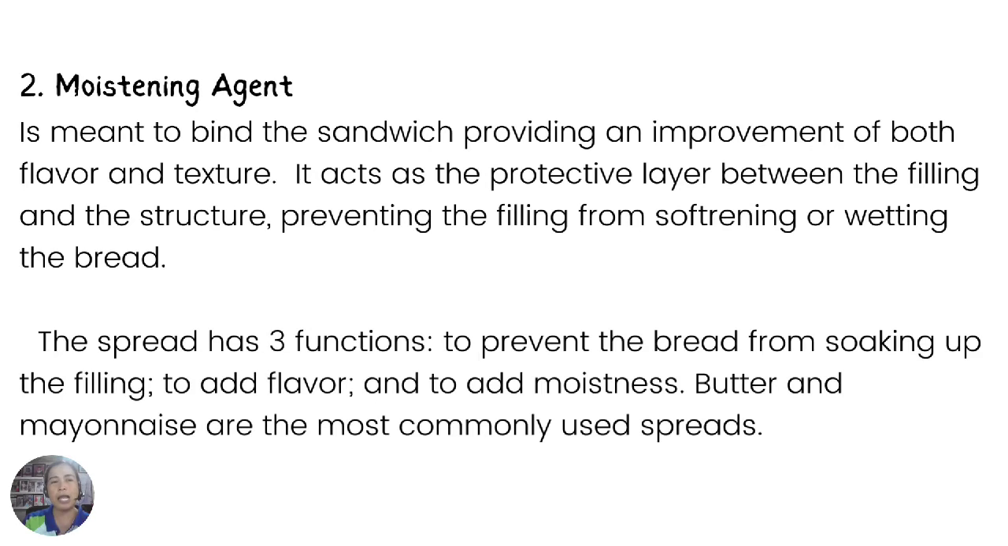Okay, so that's it. The next component of a sandwich is what we call the moistening agent. When we say moistening agent, the purpose of this is to bind the sandwich, providing an improvement of both flavor and texture. So aside from binding the sandwich, it also adds flavor and texture to the sandwich. So it acts as the protective layer between the filling and the structure, preventing the filling from softening or wetting the bread.